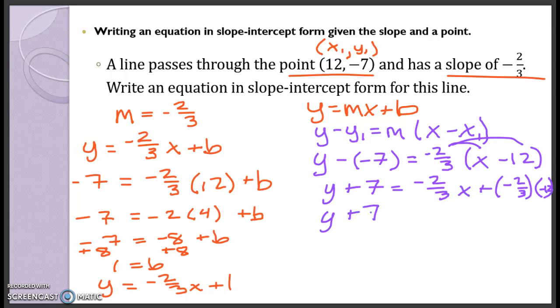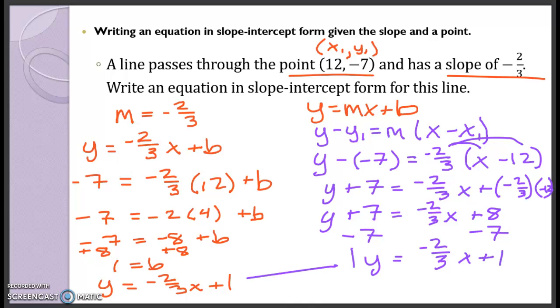So y plus 7 equals -2/3 x. Now -2/3 times 12. We already did this. Now this is a negative times a negative, so that becomes a positive. Now I can just subtract 7 from both sides, and I get y equals -2/3 x plus 1. So either method, I end up with the same thing.